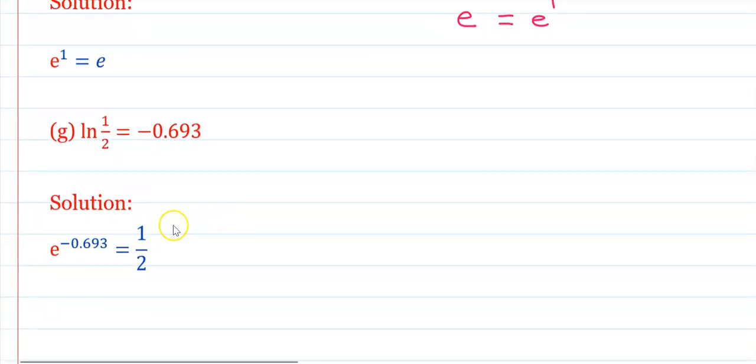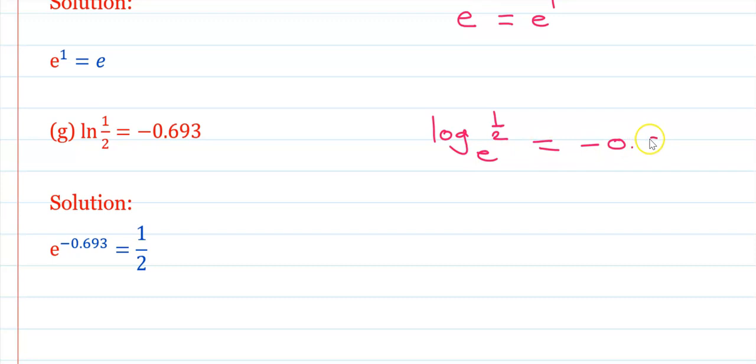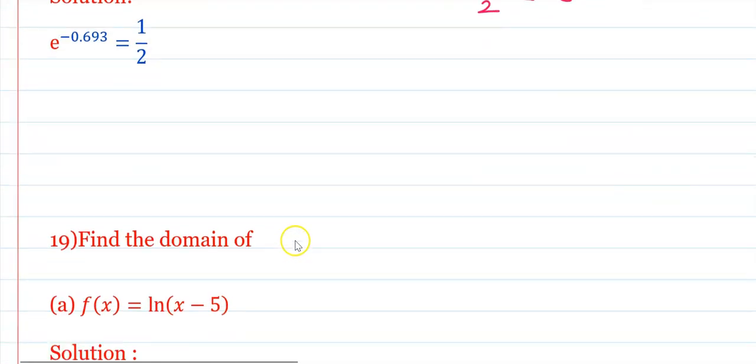Now the next, natural log of 1 upon 2 equals minus 0.693. Okay, and again I will write here, this is the log of 1 upon 2 to the base e, and that equals minus 0.693, and hence 1 upon 2 is equals to e raised to minus 0.693. Okay, that equals 1 upon 2.